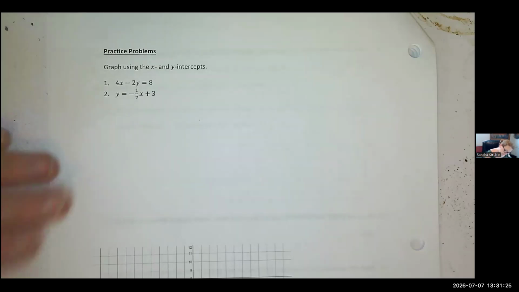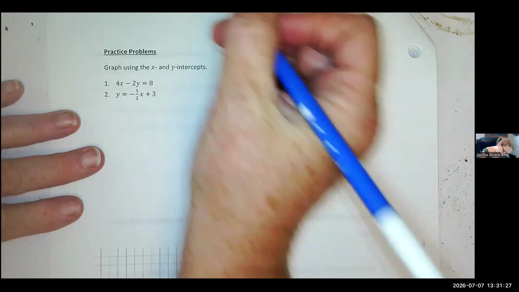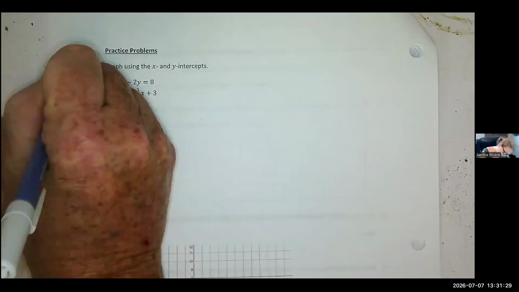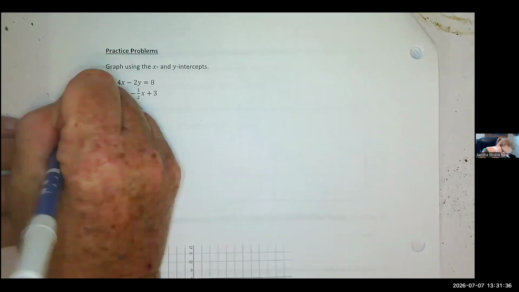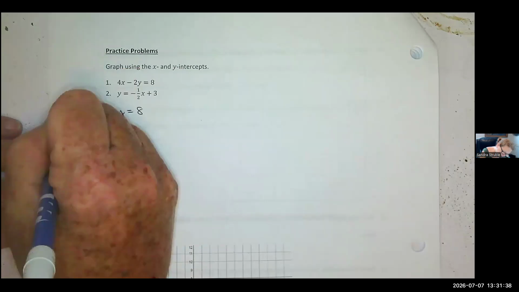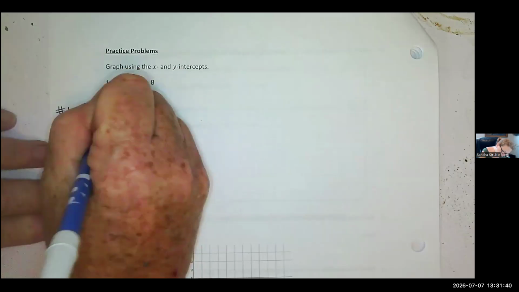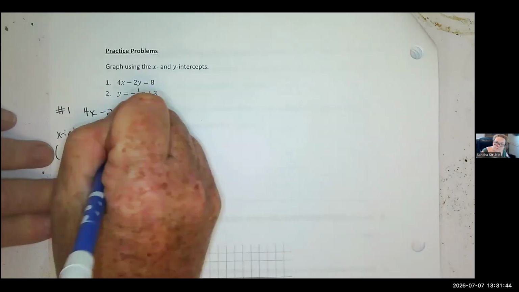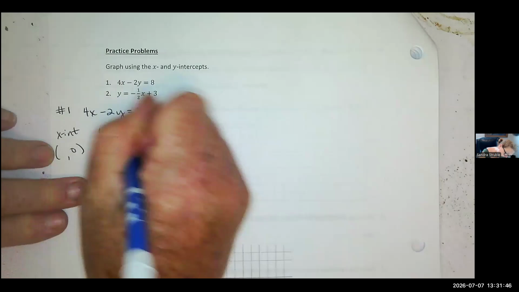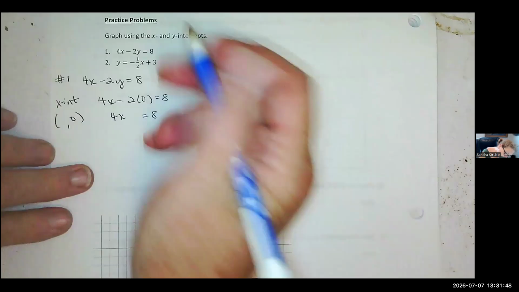All right, so number one is 4x minus 2y is equal to 8. To find the x-intercept, we let y equal 0. And we're left with 4x is equal to 8. Negative 2 times 0 is 0. Divide both sides by 4. X is equal to 2.